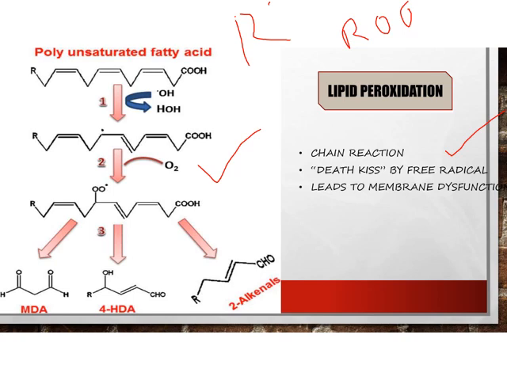Now the last is the termination phase, where the reaction continues until a peroxyl radical reacts with another peroxyl radical to form an inactive product. That is known as the termination phase. So this explains lipid peroxidation, which is very dangerous and can cause so many deleterious effects to the human body.